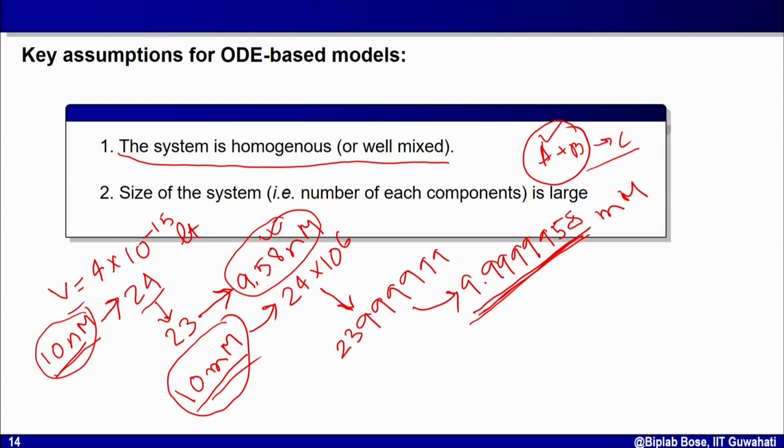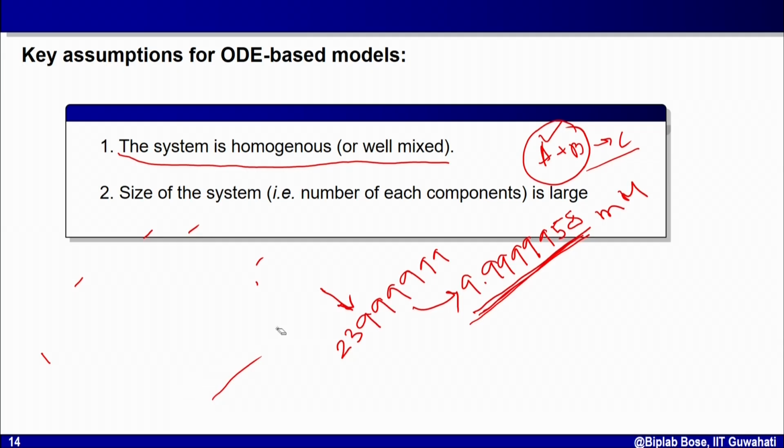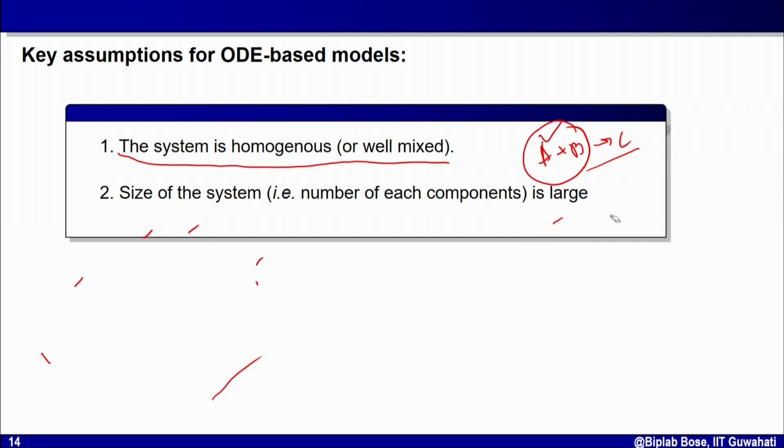So the two key issues here that we have to remember are that the system has to be homogeneous or well mixed, so that all molecules or all elements can interact with each other freely, and the size of the system, the number of molecules, number of people, number of bacteria, that is, all the elements involved in the process, should be large in number.